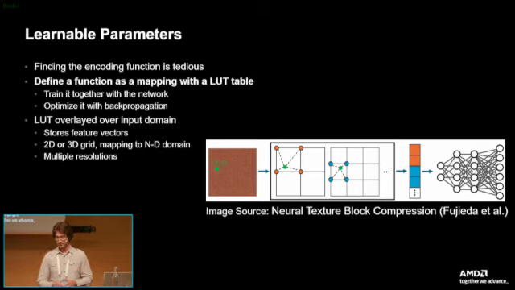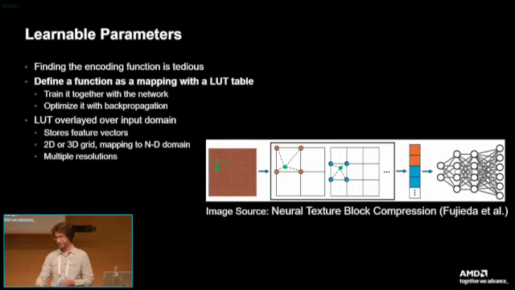The way this works is, let's first define our encoding function as a mapping from our input space to some higher dimensional other space, and we implement it as a lookup table. And entries in this lookup table are essentially defining our mapping, and we can train it together with the network, specifically using backpropagation.